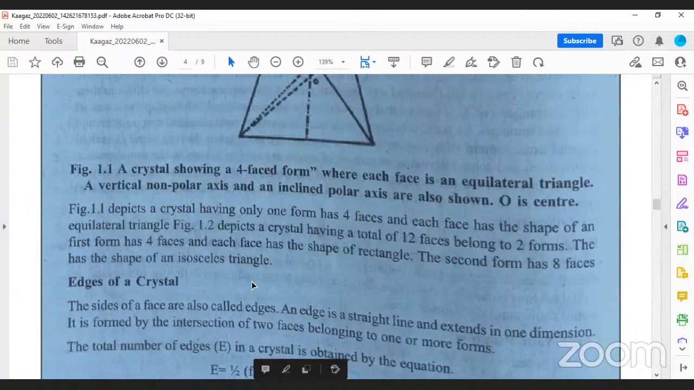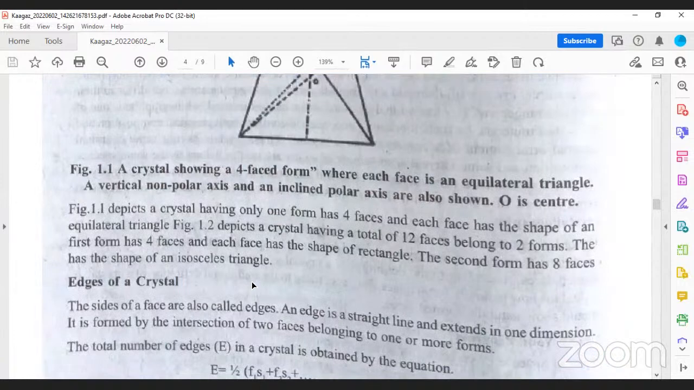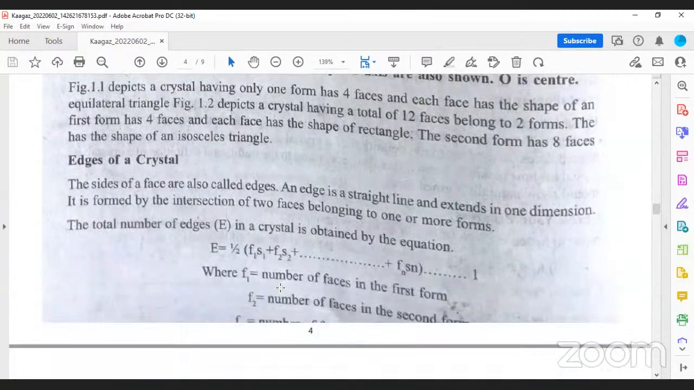First you have to know crystallography. Crystallography is nothing but the study of atomic and molecular structure. We're studying about the atomic and molecular structures. Examples of minerals, if you want any minerals, are quartz, diamond, and graphite.